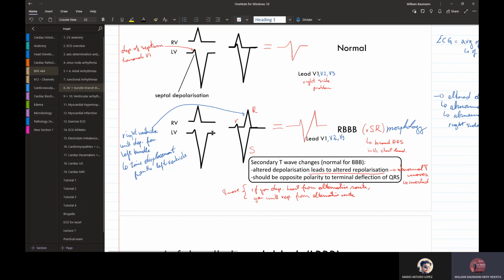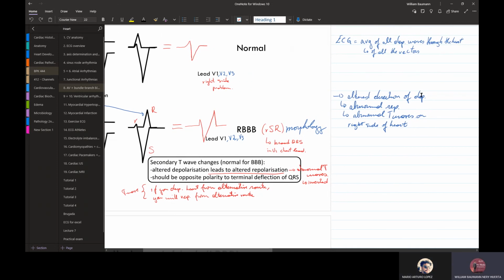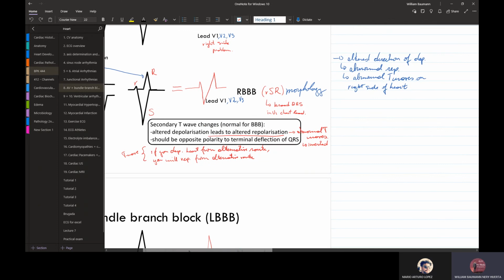Okay. Let's read through everything it says here. So the right ventricle will depolarize from the left bundle. Okay, as I just explained. So there's a time displacement from the left ventricle. That's why we see the R wave coming later. All right. So there's an altered direction of depolarization. We're going to see an abnormal repolarization, abnormal T waves on the right side of the heart.